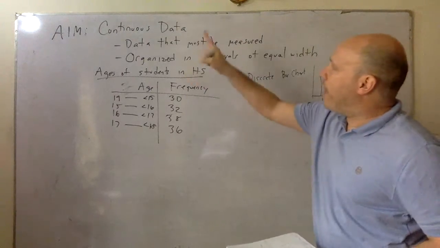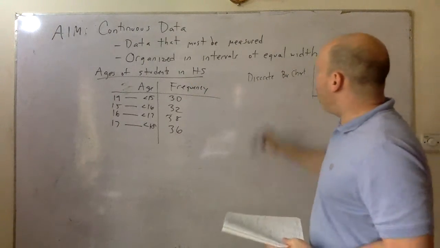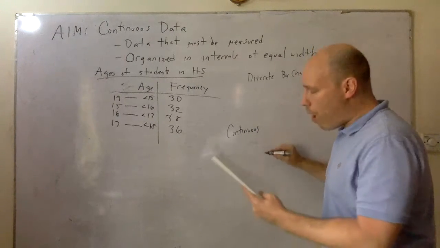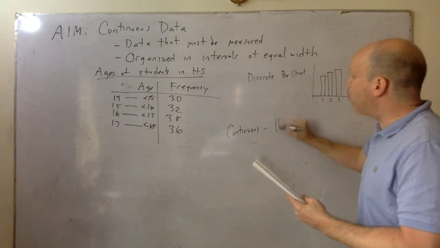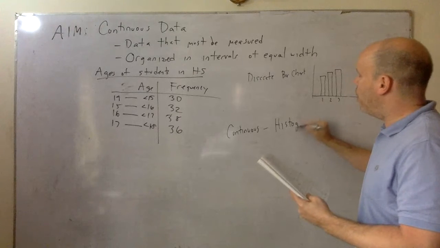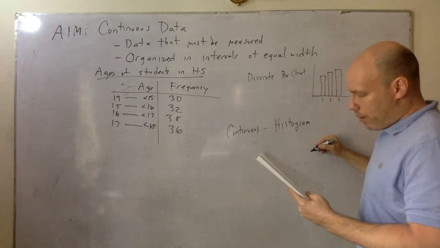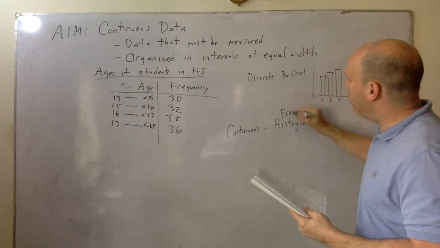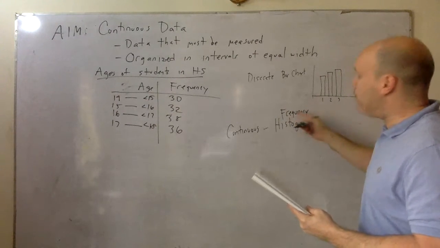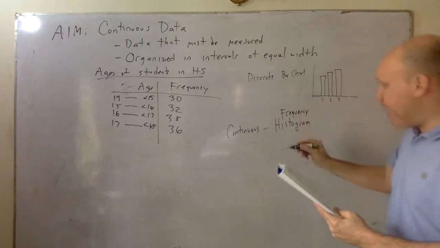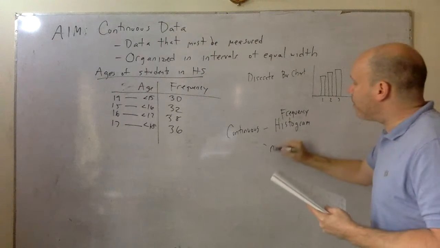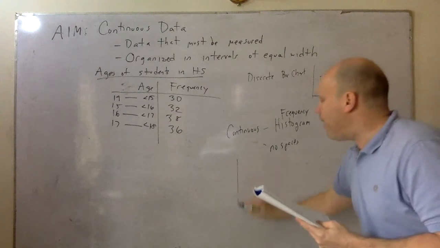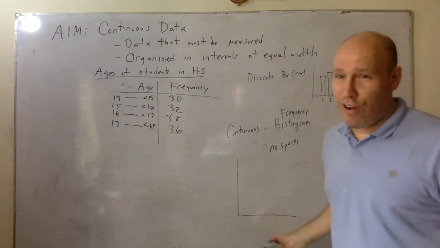With continuous, we're going to use a histogram. It's called a frequency histogram. And the idea is that there's no spaces. And so it looks something like this. I mean, I really should be using a ruler.